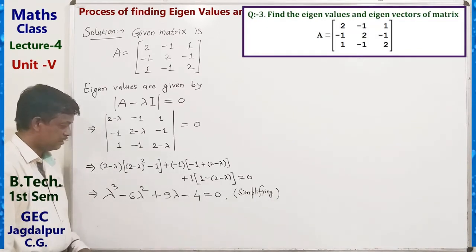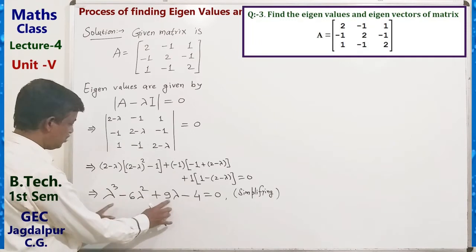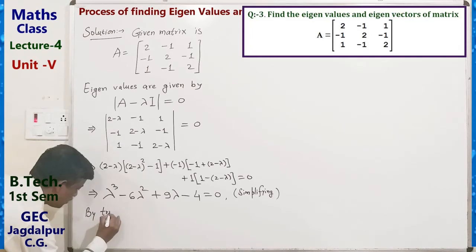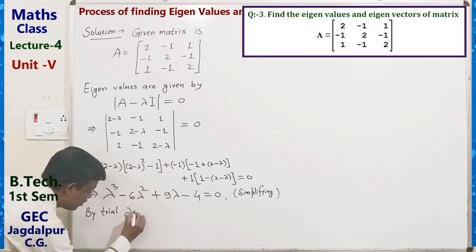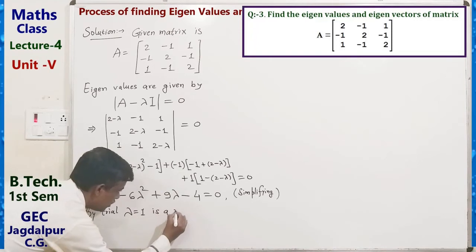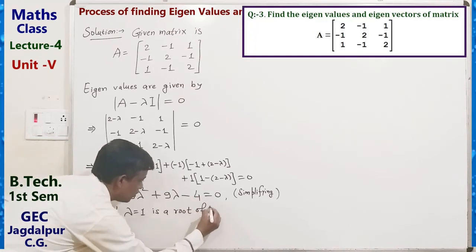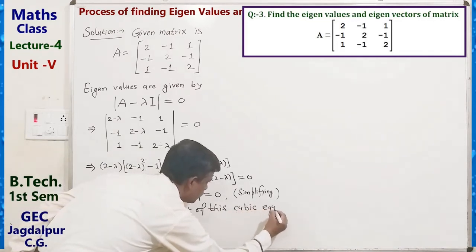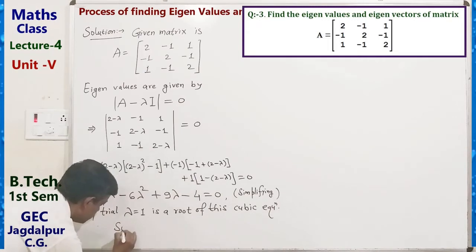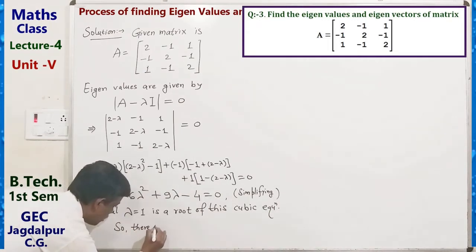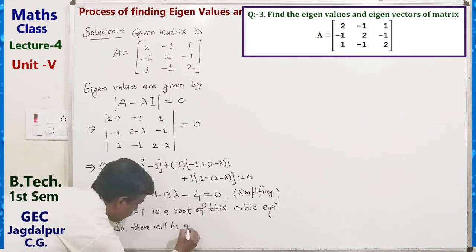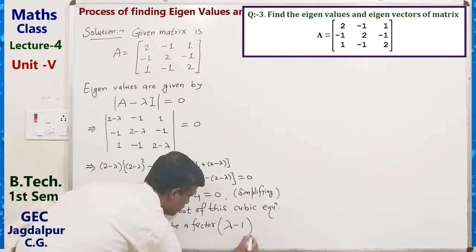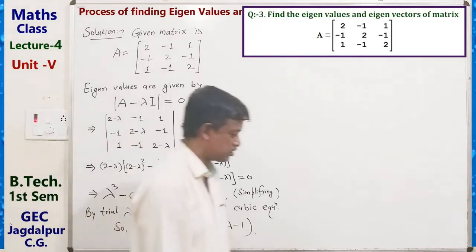Just guess it. Here 4, 6, 10, 9, 1, 10. 1 is found by trial. Lambda equals to 1 is a root of this cubic equation. So there will be a factor, what? Lambda minus 1. Okay, lambda minus 1. Now we can solve it.